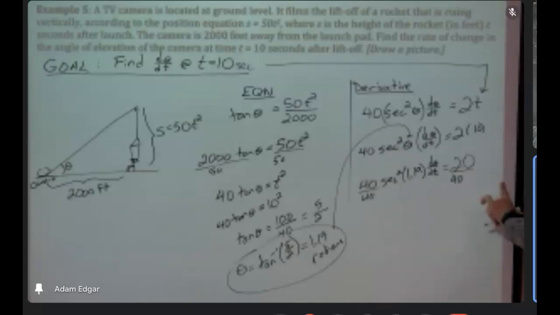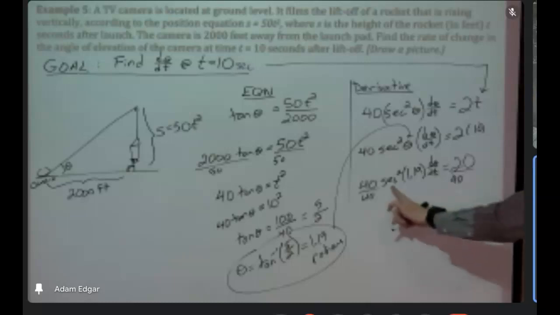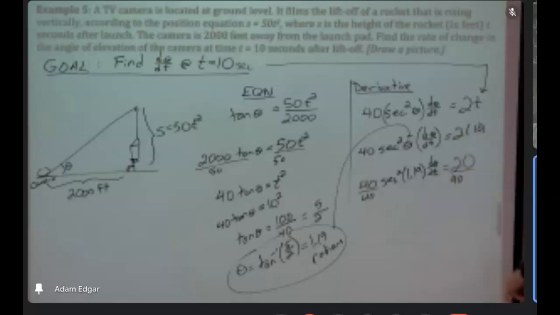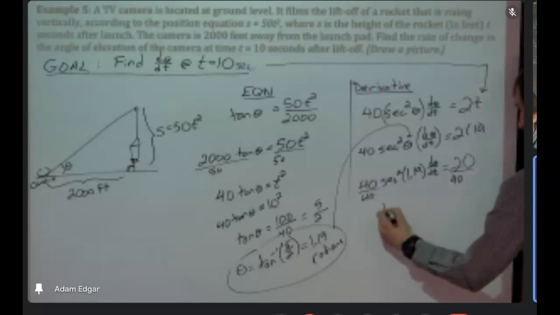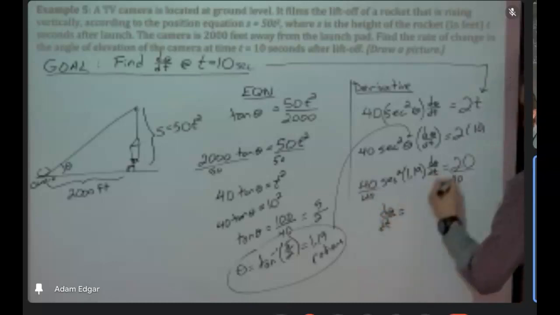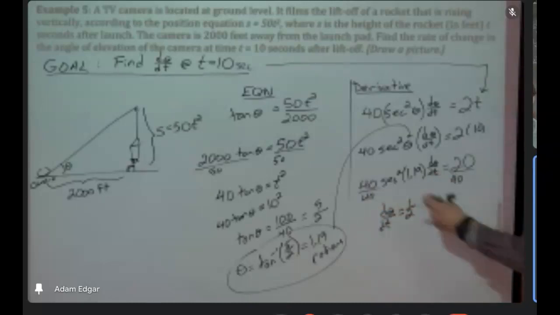Yeah, it'll become cosine. So you say, well, if I divide by secant, what's the reciprocal of secant? Cosine. So instead of dividing by secant, I can multiply it over here and make it cosine, because that's the reciprocal. So when I do this, dθ/dt equals 20 over 40, which is a half. Secant squared comes to the other side and turns into cosine squared of 1.19.